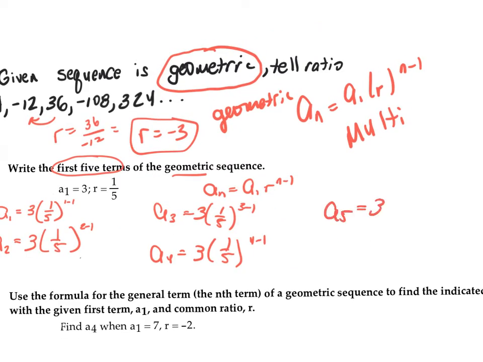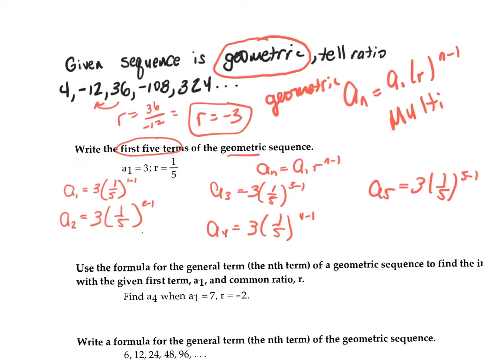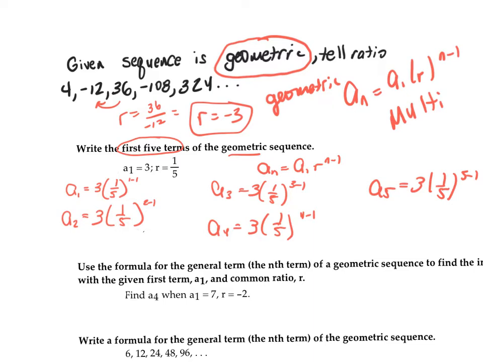And then 3 times 1/5 to the 5 minus 1. Everybody see that? That's all I need to see work-wise. That's you guys showing me, oh, okay, I know how to plug this in. Now, if you were going to evaluate this on your paper, if you want to keep working it out, you can say that this is to the 0 power, this is to the first, second, third, and fourth, right?